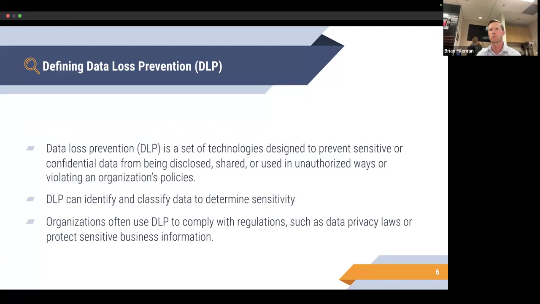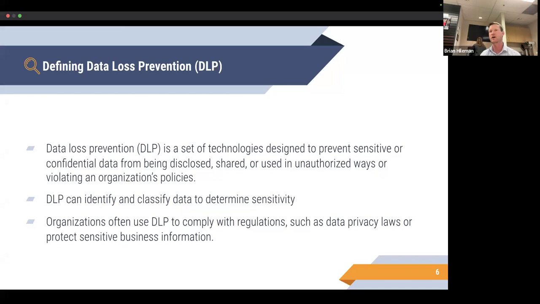Now let's focus on DLP, right? When I'm talking about DLP, I'm talking about data loss prevention. Really, this is just a set of technologies that was built to help protect sensitive and confidential data from being shared, stolen, or accessed in unauthorized ways, really anything that had to do with sensitive data going out through unsanctioned channels. It is a tool to help prevent that from happening, or at least alert you and let you know it happened. DLP can also help you identify and classify data.